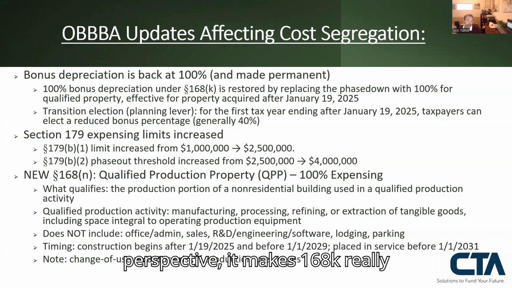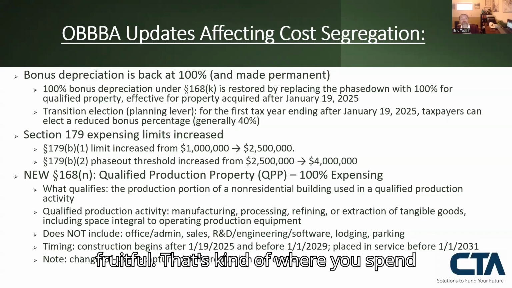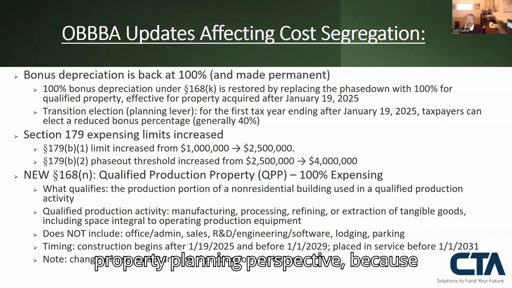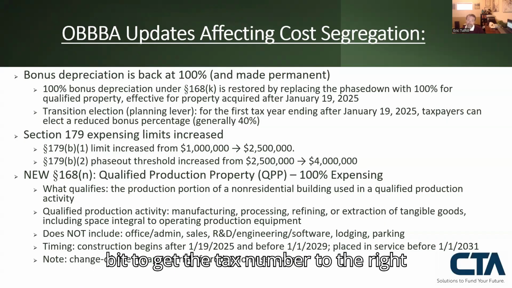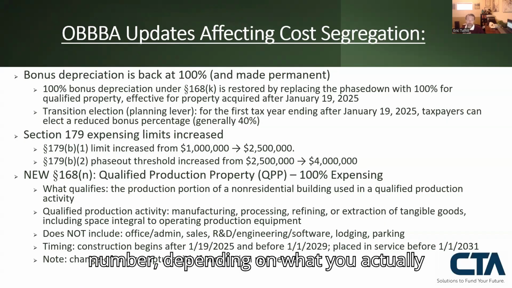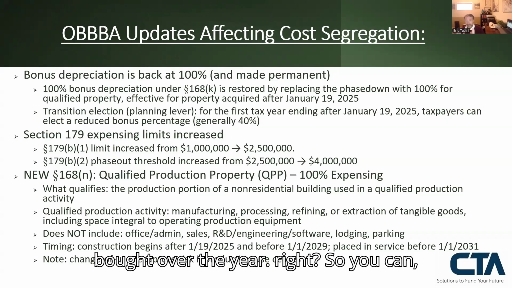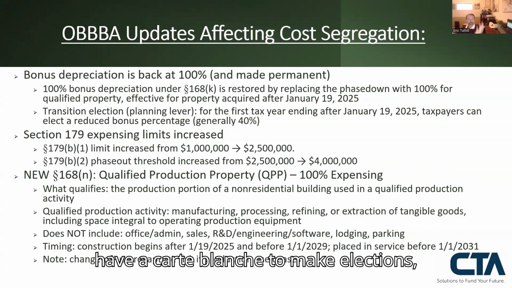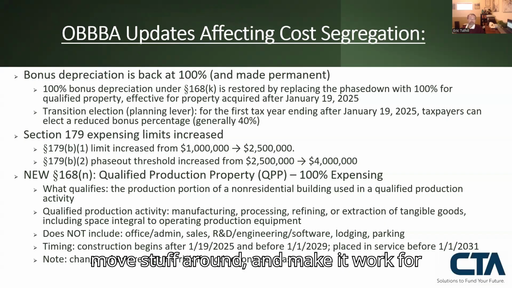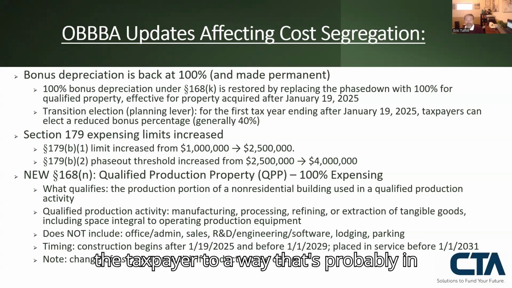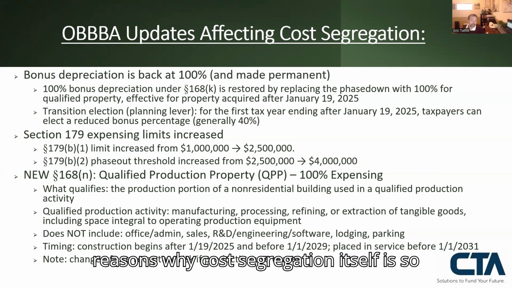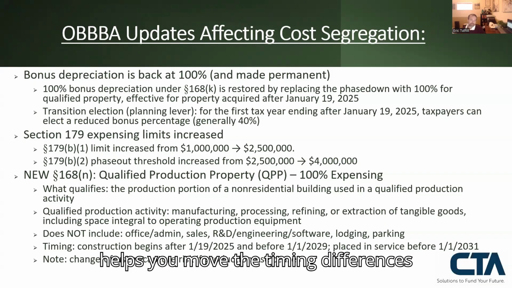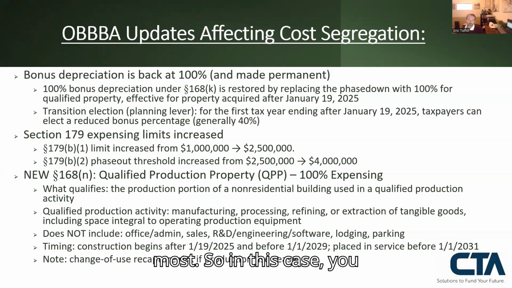So from a planning perspective, it makes 168(k) really fruitful. That's where you spend a lot more time, from a property planning perspective, because you can pick and choose a little bit to get the tax number to the right number depending on what you actually bought over the year. That's the only place where we actually have carte blanche to make elections, move stuff around, and make it work for the taxpayer in a way that's probably in their best benefit. That's one of the reasons why cost segregation itself is so fruitful for taxpayers: it helps you move the timing differences into the arenas where you need it the most.